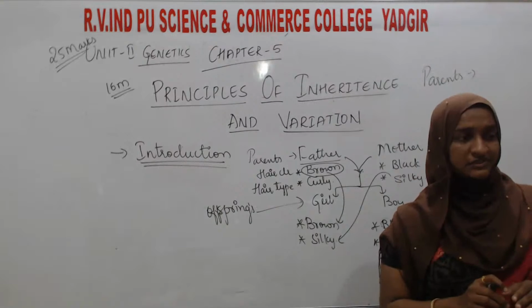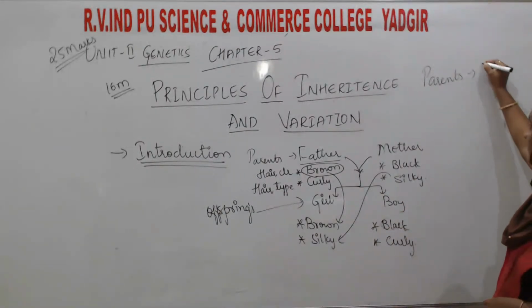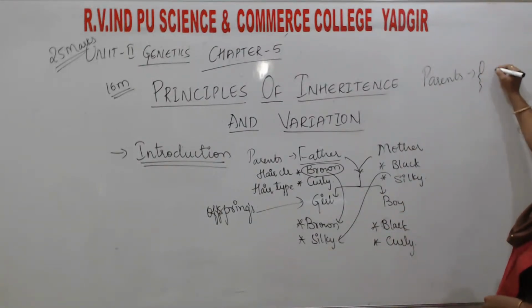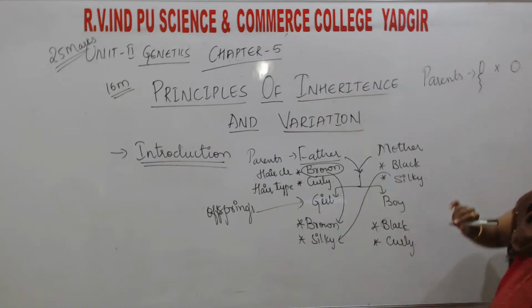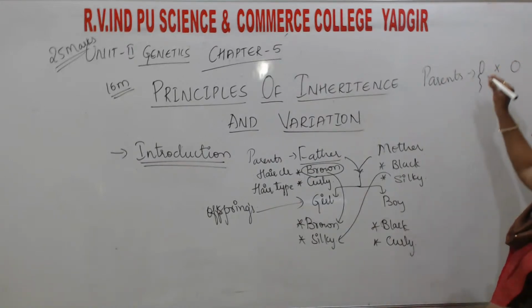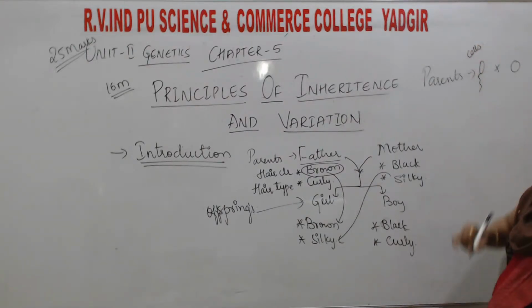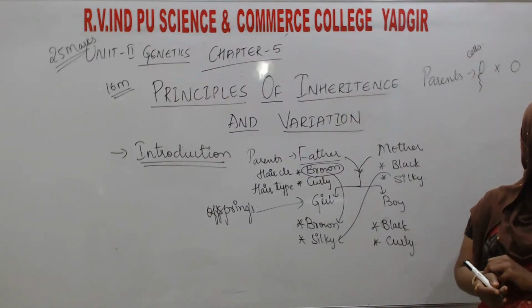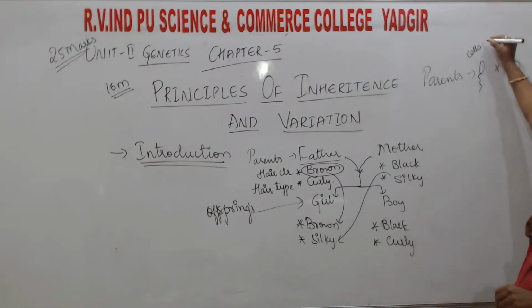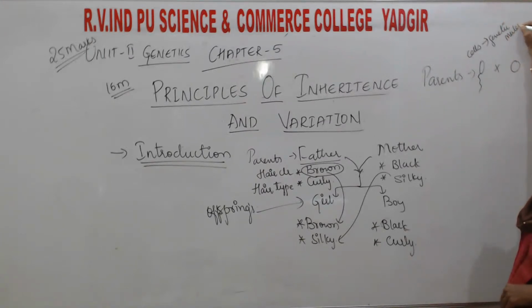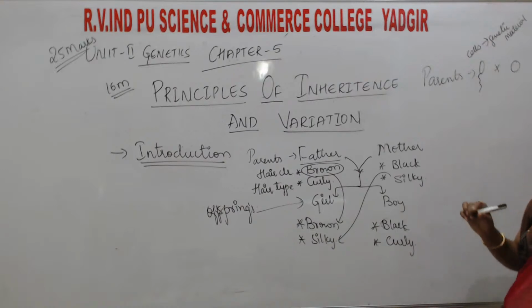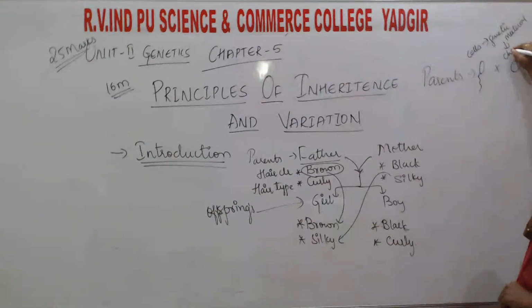The reason is, for example, here the parents: this is the gamete of male and this is the gamete of female. Gametes are cells. These cells have the genetic material. That genetic material is the chromosomes, and in the chromosomes there is the presence of genes.